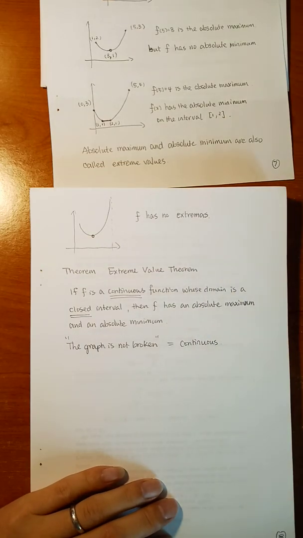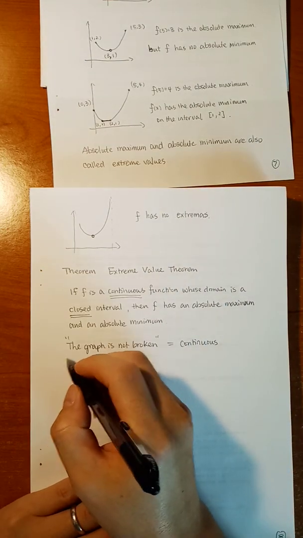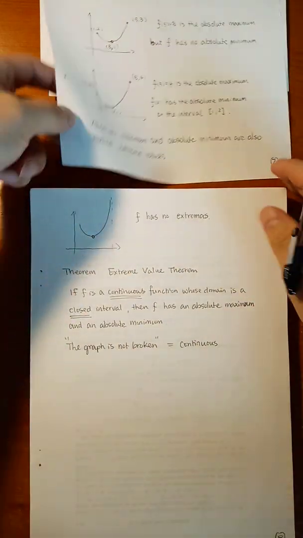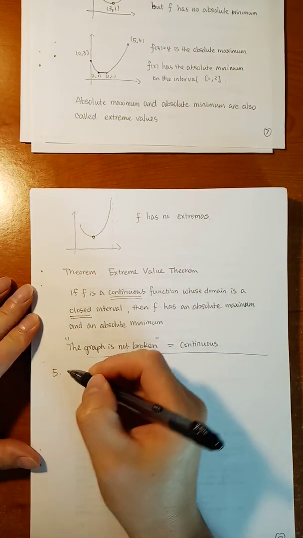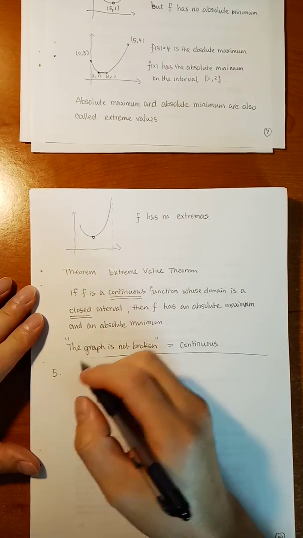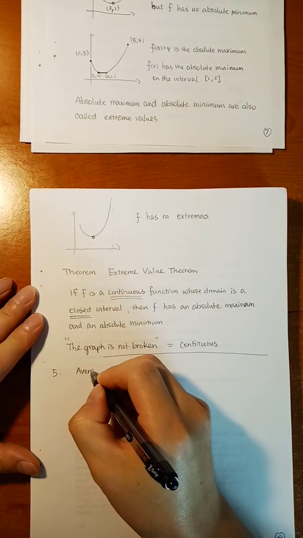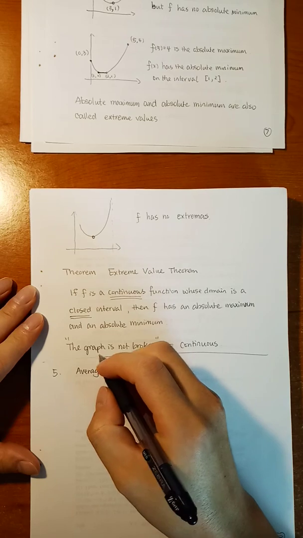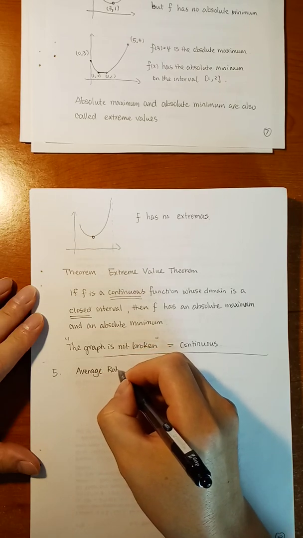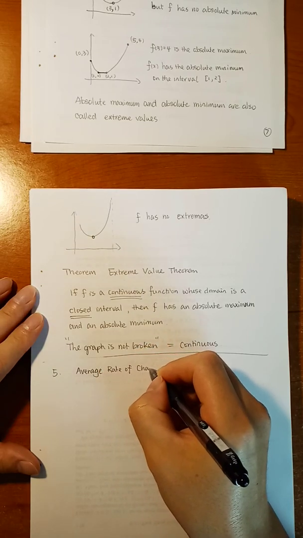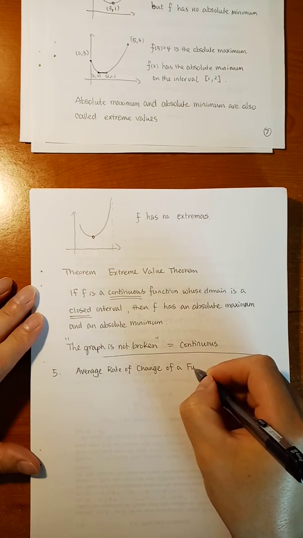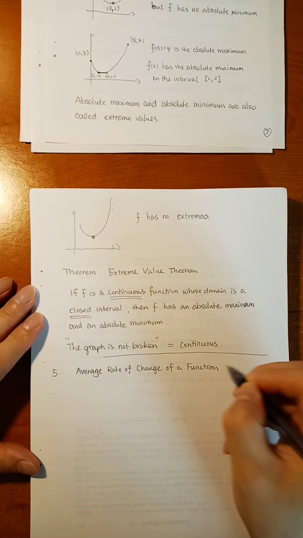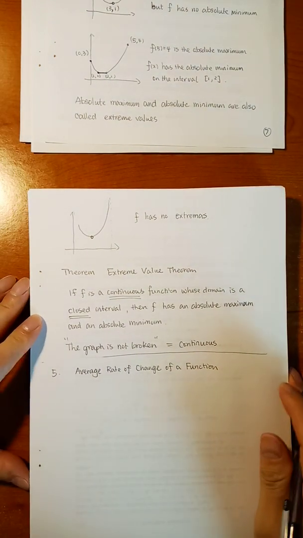Okay, let's continue the discussion about section 3.3. The next topic, what is this topic? 4.5, the average rate of change of a function. Average rate of change of a function.